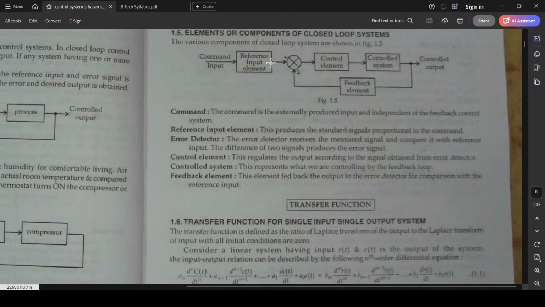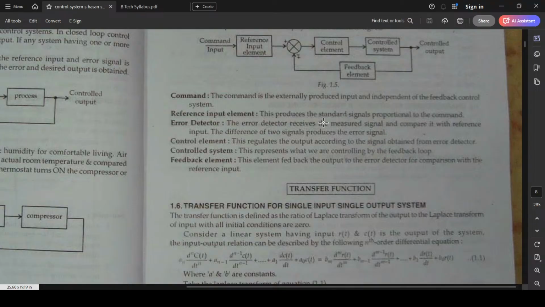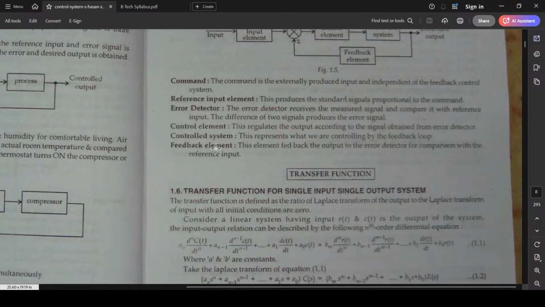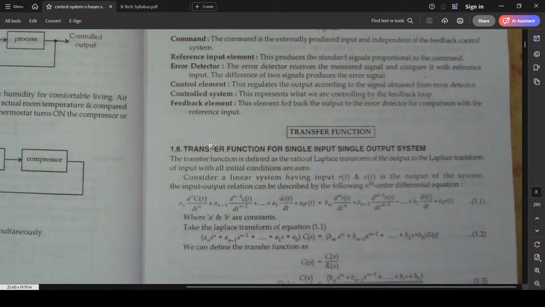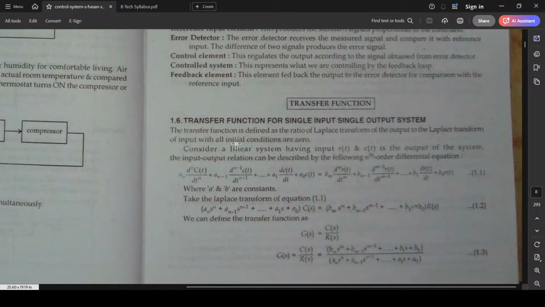This is apart from the input and output. If you see this part, that is the control system. What we are controlling by the feedback loop, we are controlling this part. These two, not the input, not the output. Well, we are actually controlling the output also. So apart from the input, this will be the control system. Feedback element, this block. Every type of system has a different block.